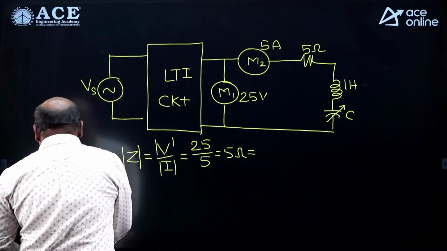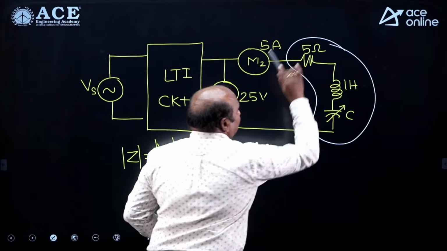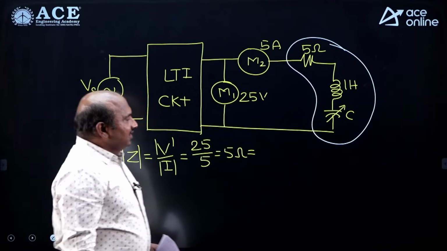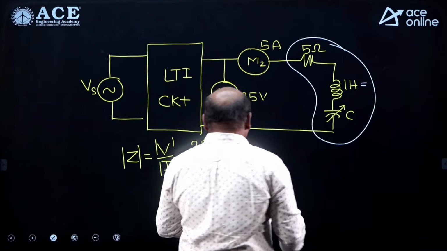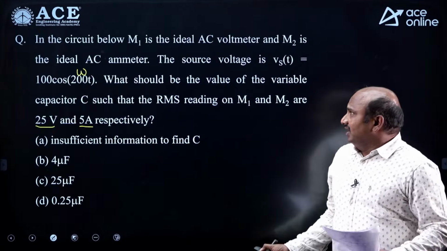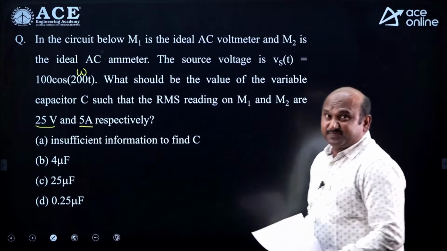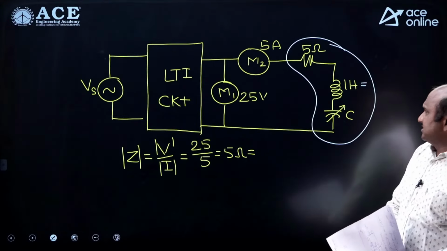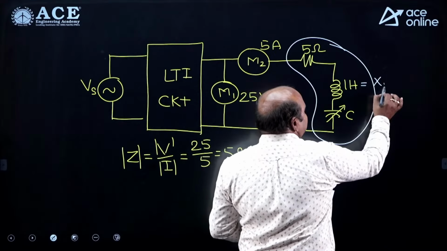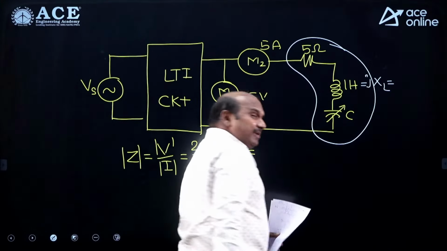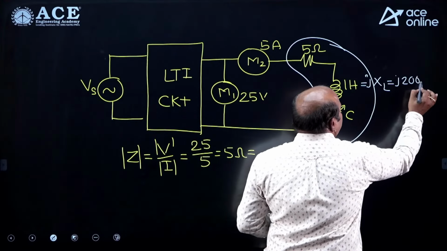According to what is given here, this is an RLC series circuit. The L value is given in henries, and the operating frequency is given. As per the source voltage here, the operating frequency is equal to 200 radians per second. According to that, I am able to define the inductive reactance, that is XL, or jXL, impedance across a pure inductor, j into 200 ohms.